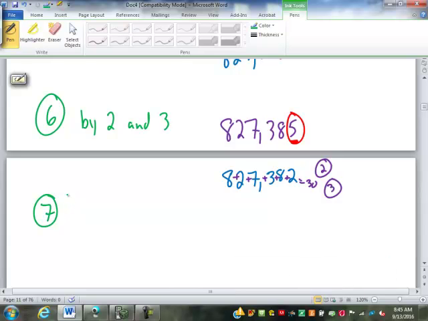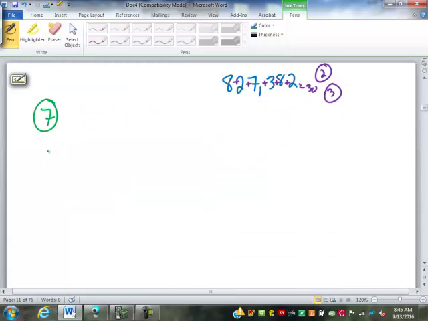So 7, there is no rule. We can't tell. 8 is similar to the 4. It's kind of, again, a difficult rule. 8 looks at the last 3 digits.